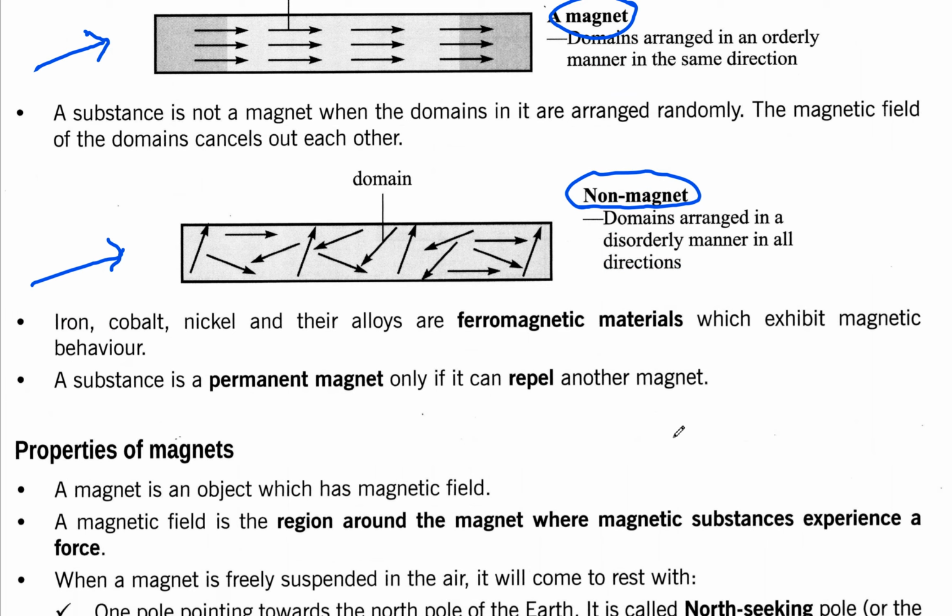There are 4 ferromagnetic materials to remember for O-level: iron, steel, cobalt, and nickel, which means they show strong magnetic properties.